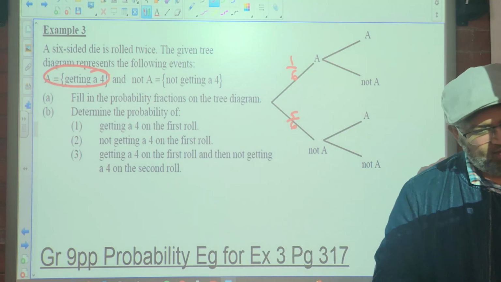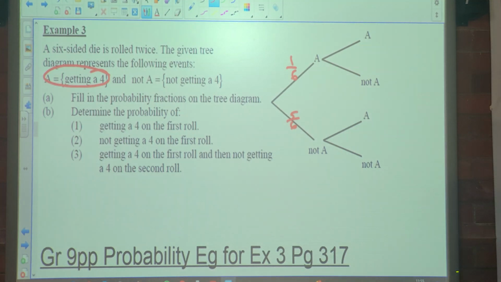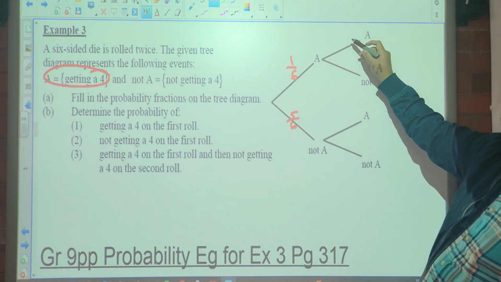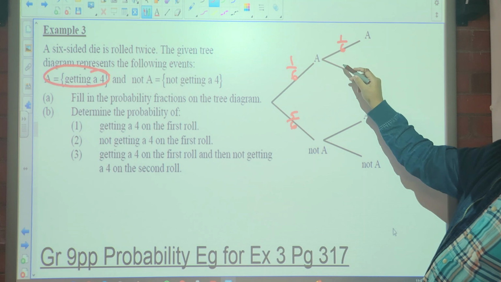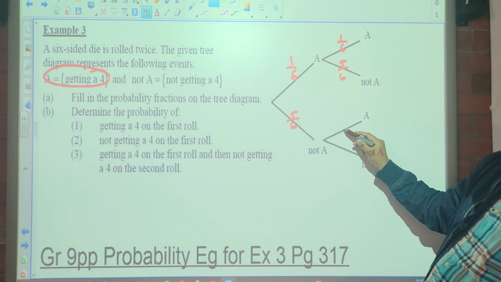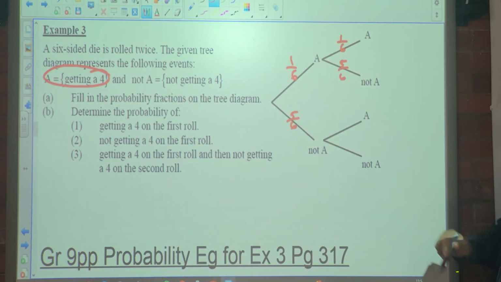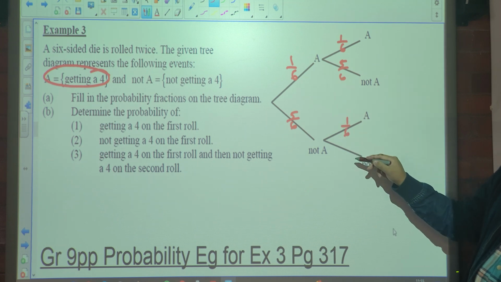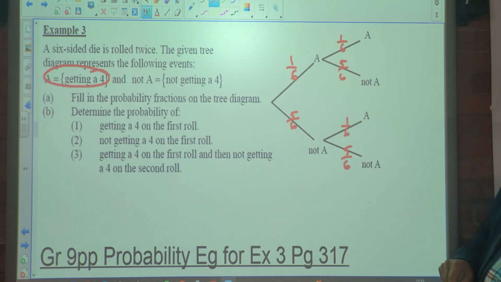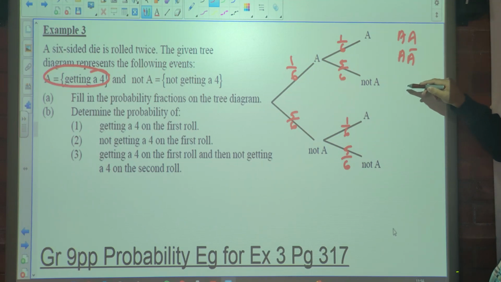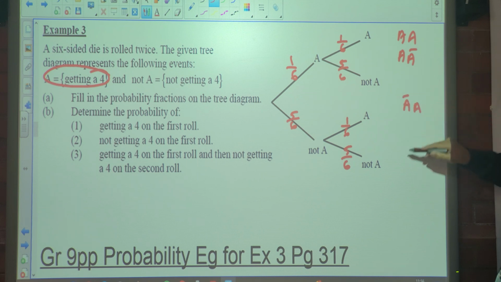Okay? So when they throw the die, they do the recording and they pick the dice up again. Do the numbers change? No, it's still going to be 1 to 6. So what is your probability of getting a 4? It's 1 out of 6. Not a 4? 5 out of 6. If they get a not 4, what's the probability of getting a 4 again? 1 out of 6, and not the 4? 5 out of 6. What are my outcomes? 4, 4. 4, not 4. Not 4, 4. Not 4, not 4.